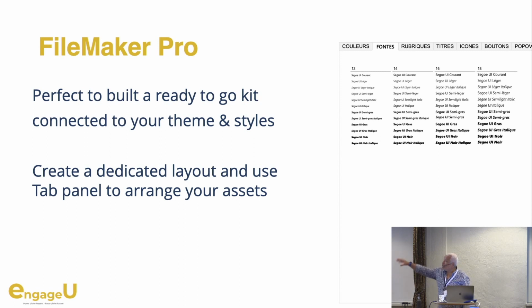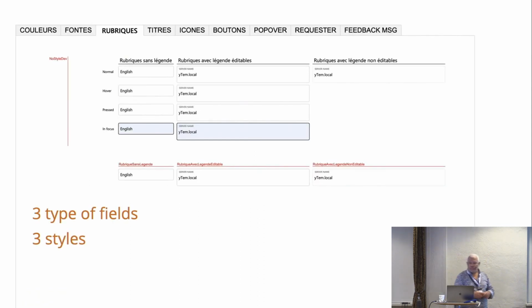Another way to arrange your library is to use a tab panel. Sorry, this is in French, but you have colors, fonts, fields, titles, icons, buttons, popovers, and so on. So if you don't have a really huge screen, as I have, you can use a tab panel and arrange everything properly. This is an example of the field panel.